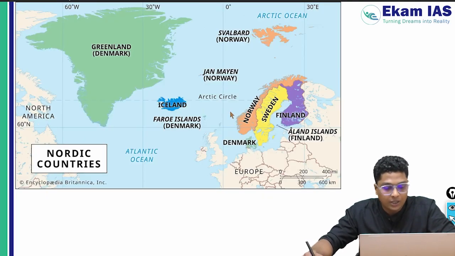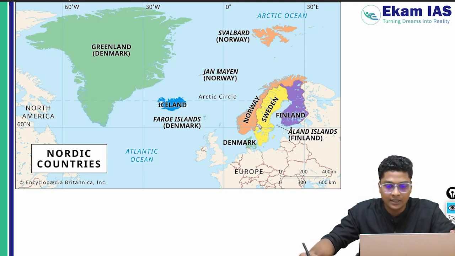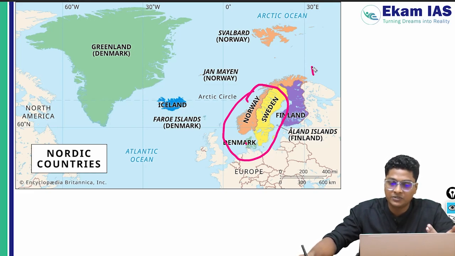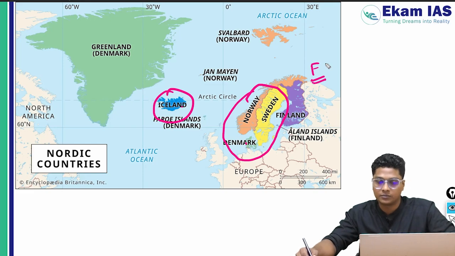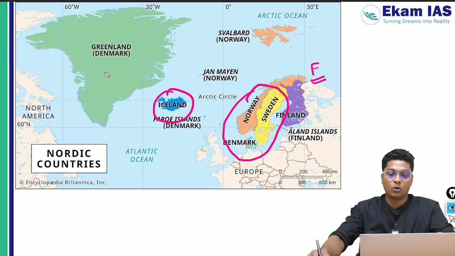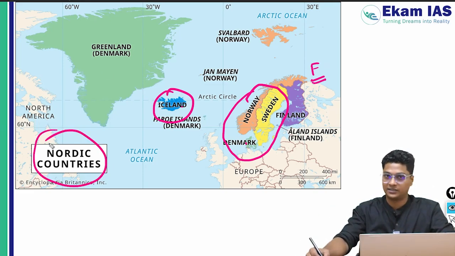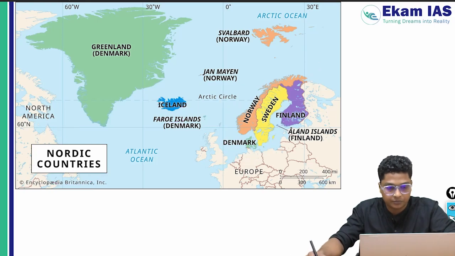Then we have Nordic countries. Nordic countries are easy to understand. Norway, Sweden, Denmark are already there. Then comes Finland, okay? Then comes Iceland. So Finland and Iceland, along with the Scandinavian nations, together we call Nordic countries, okay? Remember that.